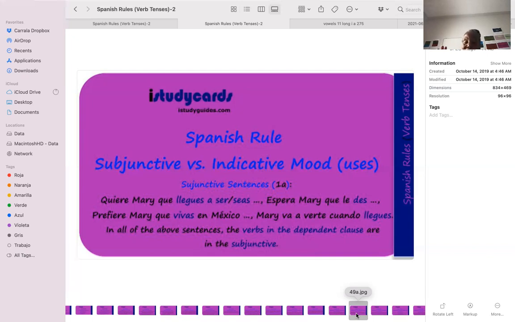Mary va a verte cuando llegues. That's a different kind of subjunctive, and we'll talk about it because in English, it's in the present. Mary's going to see you when you arrive, but you haven't arrived yet. And that is also the subjunctive. It's a little bit different. We'll talk about it. In all of the above sentences, the verbs in the dependent clause are in the subjunctive.